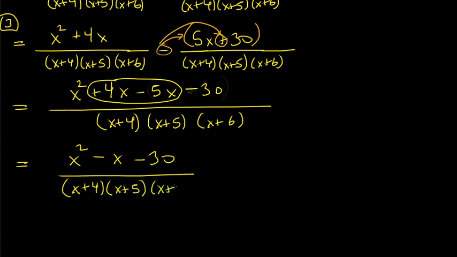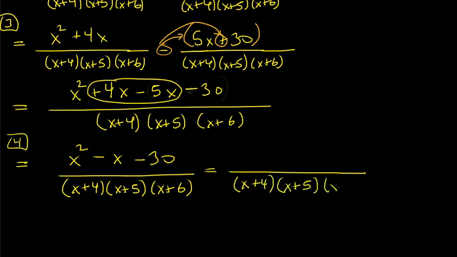Just copying down the denominator. And now simplify if possible. So can we factor the numerator? Again, the denominator is already factored, unless you made the mistake of expanding it out, foiling it out. I already told you, don't do that. You're making it harder. But the numerator we have to be able to factor. So what two numbers multiply to negative 30 and add to negative 1?